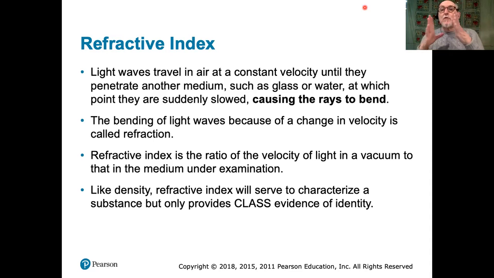So here we have two things. We have the density of the glass, that's one thing, and we have the refractive index. We've got at least two characters of glass, which might allow us to start to associate a glass fragment with a standard, a possible source of glass.